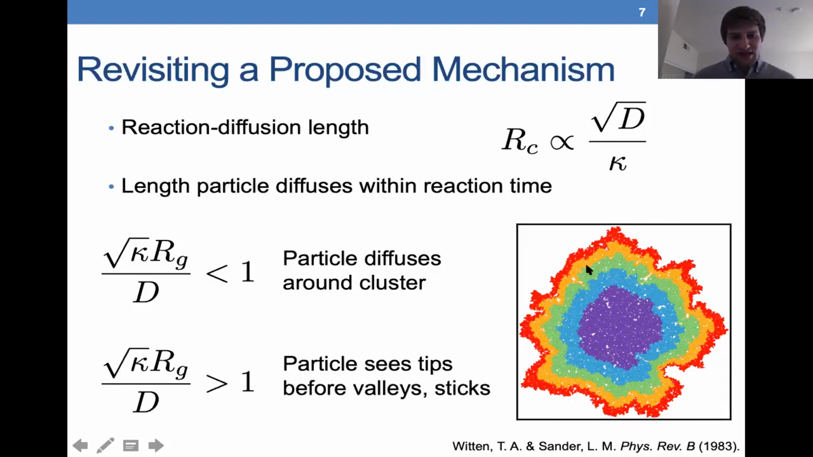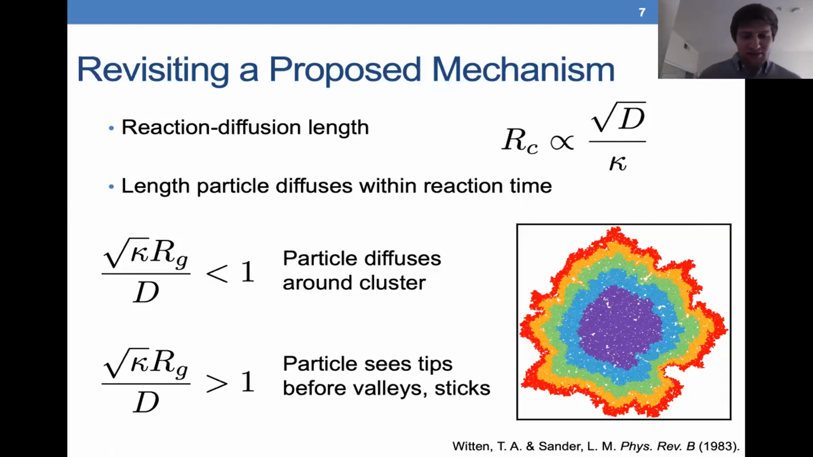But as the cluster grows, eventually it becomes larger than the reaction diffusion length. And when the cluster is larger than the reaction diffusion length, suddenly the incoming particle can't explore the entire cluster anymore. It comes in and sees the tips, and it doesn't really have time to explore all the valleys first. And because the tips are the first thing it sees, it's more likely to stick on the tips. And then once it sticks, the tips get bigger, and the next particle becomes even more likely to stick on the tips. And that feedback loop is ultimately what leads to the splitting of this compact structure into something that looks branching and fractal.